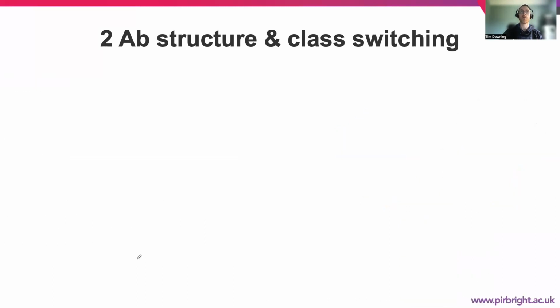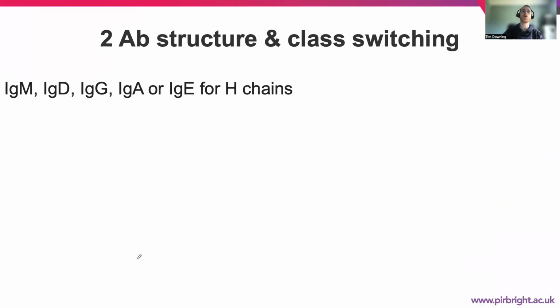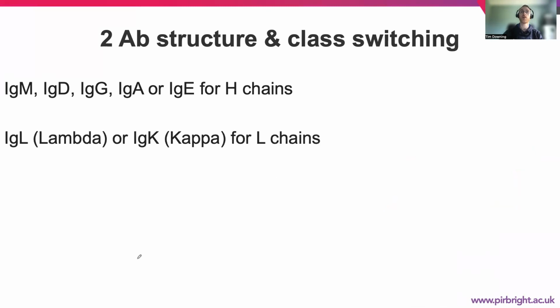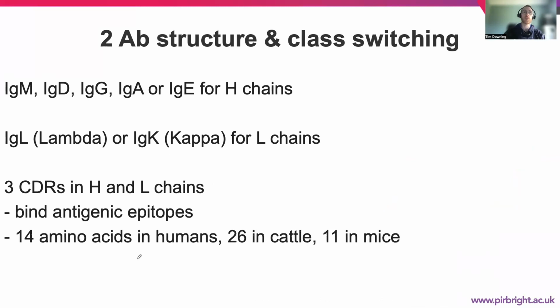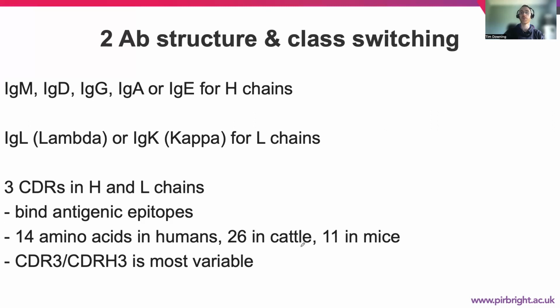So we have immunoglobulins M, D, G, A, or E for the H chains, and Ig lambda and kappa for the light chains. The three CDRs, the complementarity determining regions in the heavy and light chains, are the regions that bind antigenic epitopes, but they vary in size. They're about 14 amino acids in humans, whereas they're about 26 in cattle and 11 in mice. And we know that the CDR3 region is the most variable of these.